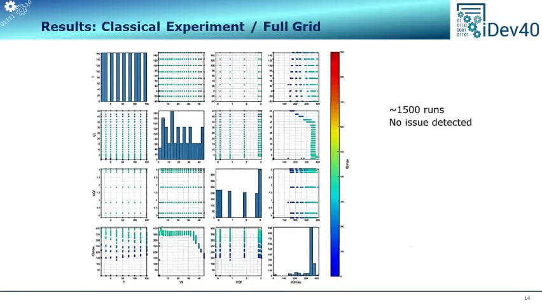Once again, the output current is coded by color, and the limit was set around 550 milliamperes, around here, which means whenever you see green and blue, it is respecting the spec, while when you see yellow and red, it is violating the spec. Within 1,500 runs, no issue was detected.